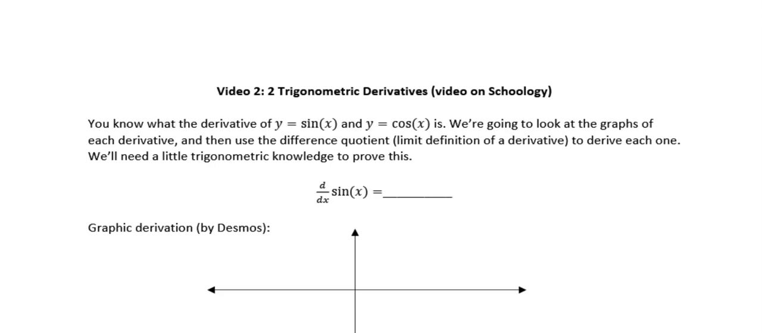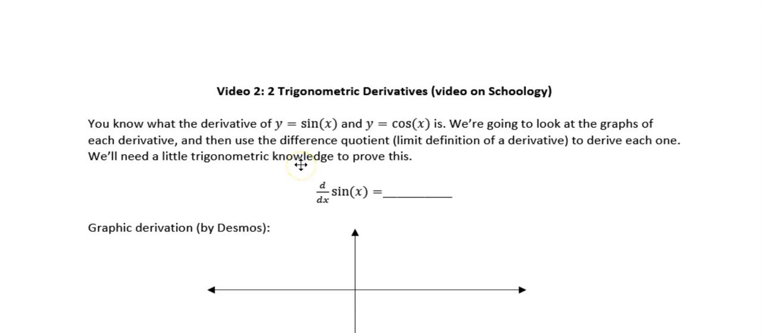Okay, so this is page 17 in your packet. You should go there. It says, you know what the derivative of y equals sine x is and y equals cosine x is. I didn't tell you before, but if you ever feel like you need to pause the video because I'm just flying through things, you should make sure that you do that.